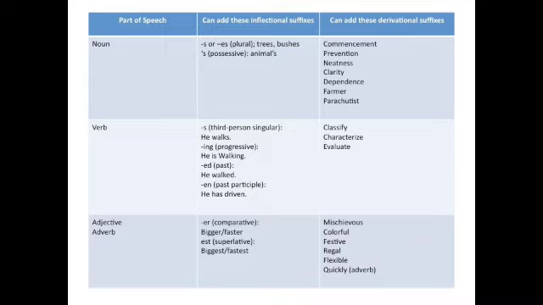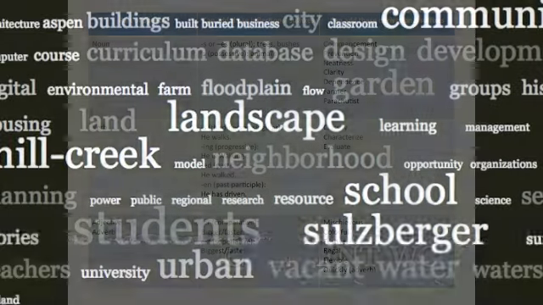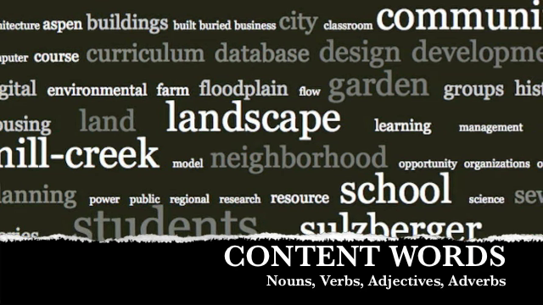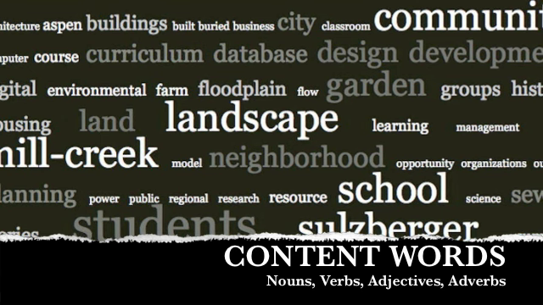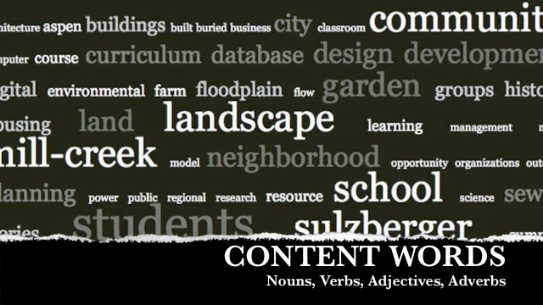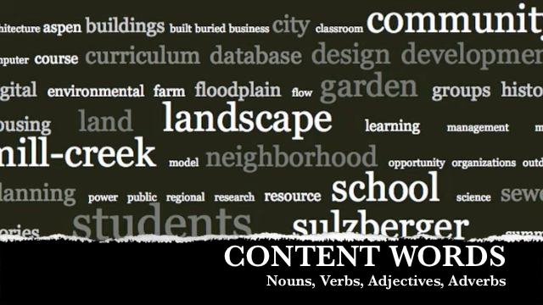The parts of speech in the first column can be modified by the inflectional suffixes in the second column. Nouns can be made plural or possessive, verbs are altered, and adjectives and adverbs become comparative or superlative. The derivational suffixes in the third column change the meaning of the word. The kind of words listed in the last table are what linguists refer to as content words. These are the words that carry the main meanings in sentences, and they can be either nouns, verbs, adjectives, or adverbs.